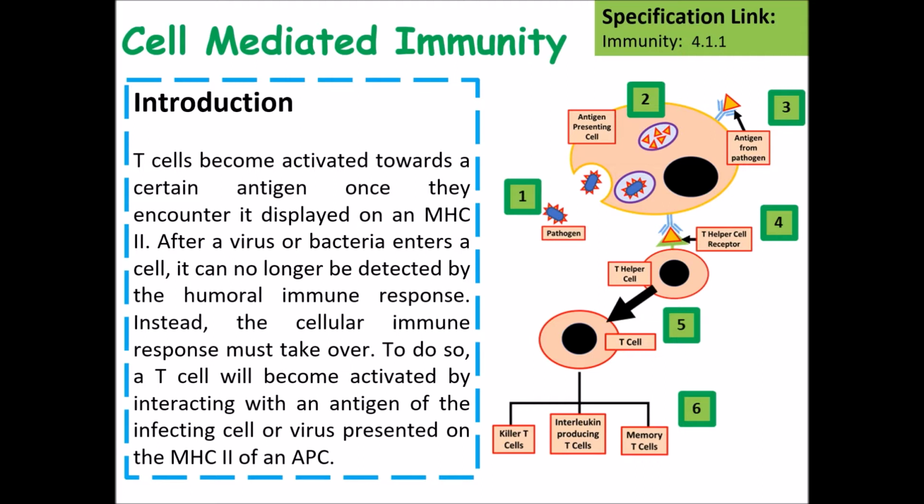After a virus or a bacteria enters a cell, it can no longer be detected by the humoral immune response. So instead, this cellular immune response must take over. To do so, a T cell will become activated by encountering an antigen of an infected cell or virus presented on that cell surface.